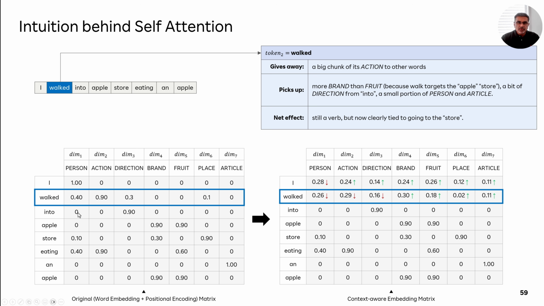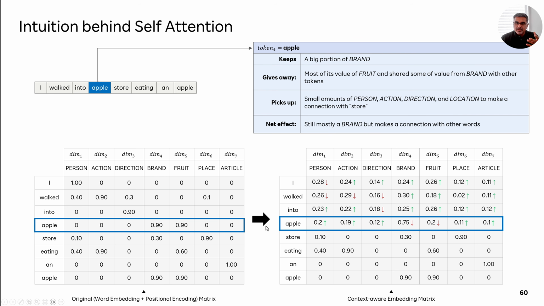Now, if you go into "walked," you can do a similar thing. In the case of "walked," there's a huge signal strength in the original word embedding for action. Now, what you'll do is trade some of that with other signal strengths from other dimensions. So in the end, the net effect after this trade happens is the word "walked" is still a verb, it's still an action, but it is also tied more closely with the word "store," and it picks up a little bit of brand, a little bit of fruit, and all those things.